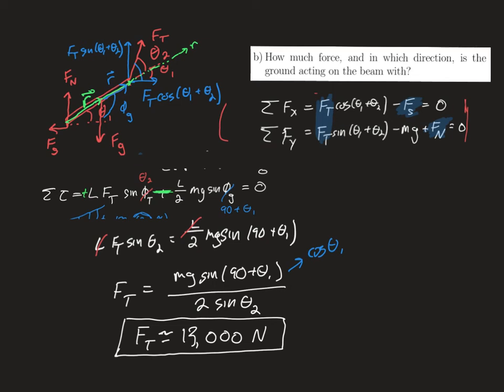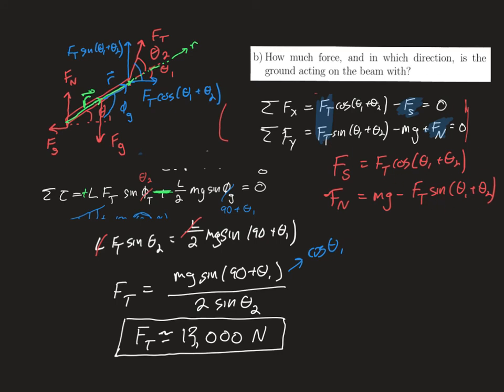Also notice the question we're being asked is how much force, and in which direction, is the ground acting on the beam. The static friction force and the normal force are connected to each other through the coefficient of friction, but we're just trying to find the forces, so I can immediately solve each of them in each of the 2 directions. The static friction force comes from moving this term to the other side. The static friction force is just equal to the tension force times the cosine of the sum of the angles. And the normal force is simply the gravitational force minus Ft times the sine of the sum of the angles.